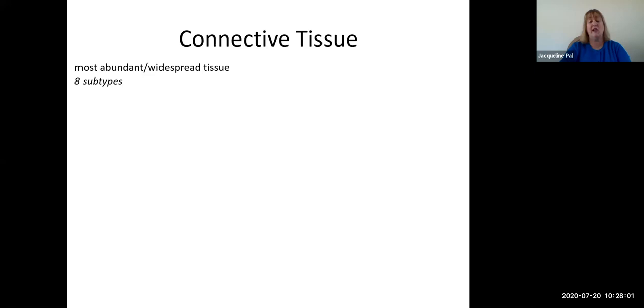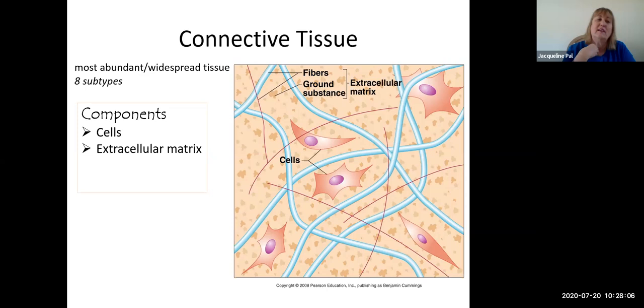And all 8 types of connective tissue have the same 2 basic components, cells and the stuff outside the cells, known as the extracellular, meaning outside the cells, matrix. So when you look at this cartoon drawing here on the right, can you recognize the cells?